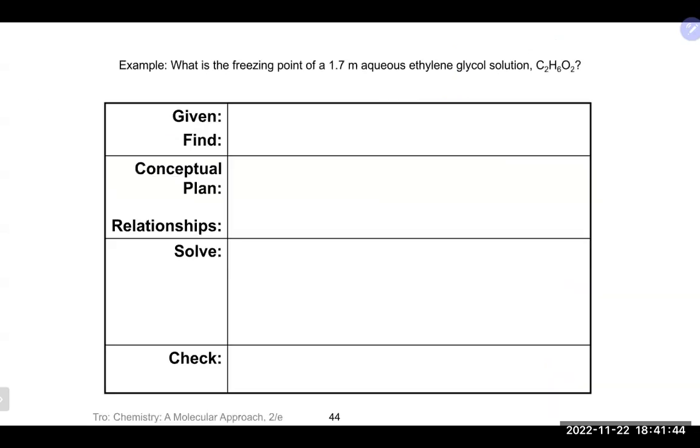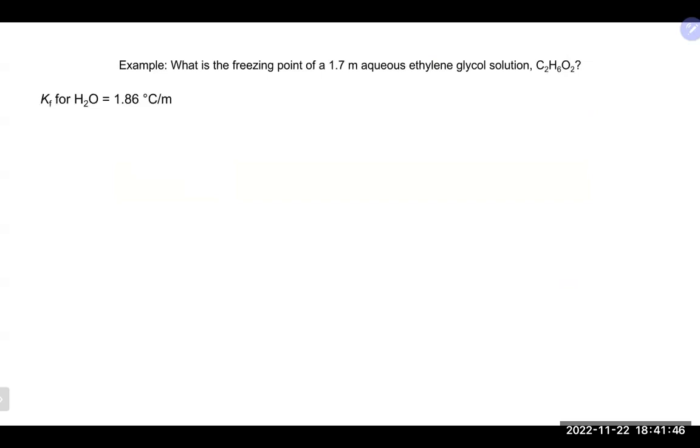All right, so why don't we try one here? What is the freezing point of a 1.7 molal aqueous ethylene glycol solution, C2H6O2? The Kf there for water is 1.86. Let's see what you come up with here.